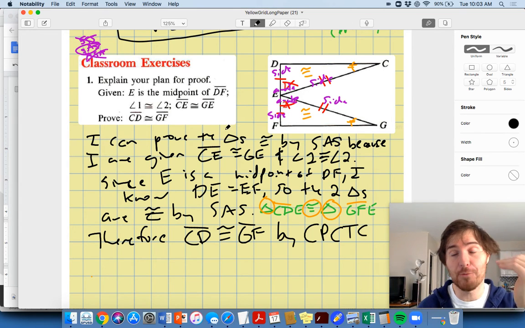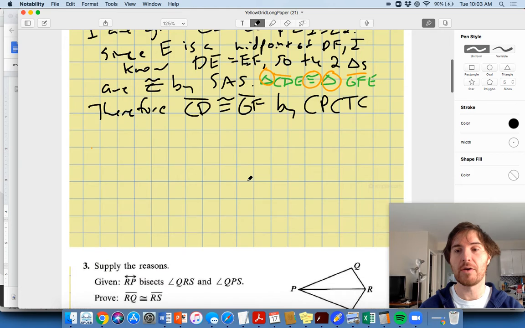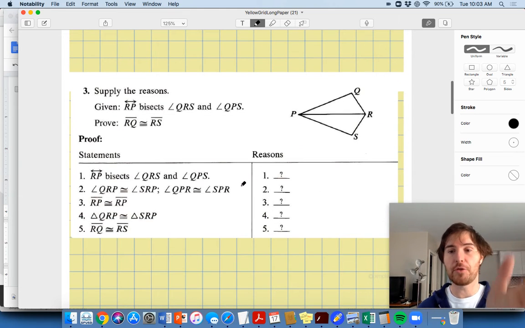You've got to be able to follow that reasoning and contribute that reasoning in paragraph form. So we're going to talk a little bit about paragraph proofs a little bit later. It's starting to get you to think about that now as you're getting a lot more practice with proofs. Okay, number 3, not a paragraph proof right now, but it's going to follow the same structure.